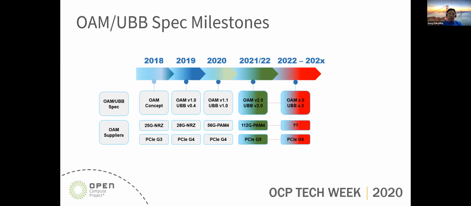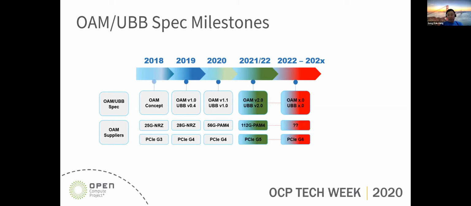First, as you can see, we started the OAM concept a while back in 2018, and then we got a lot more companies, OEMs and suppliers, into the OAM form factor. In 2019, especially on the high-speed interface, we started to see them moving toward 28 gig NRZ and PCIe Gen 4. This year, in 2020, we finally see the evolution of OAM 1.0 and 1.1 and UBB 1.0, and we started to see a lot of the OAM suppliers move to 56 gig PAM4.